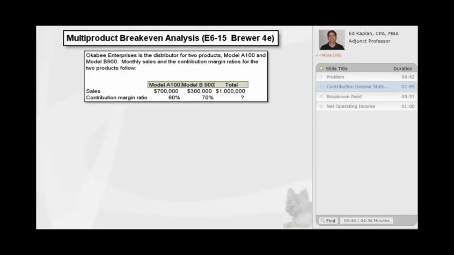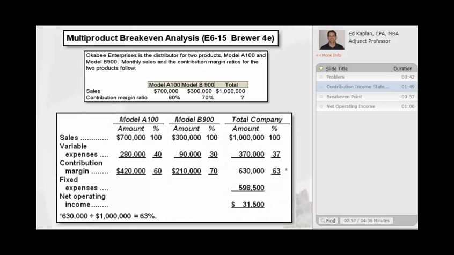Now I've taken the problem and made it appear smaller so that we have room to put the solution down below. Since we know the contribution margin percentages and the sales, we can calculate the contribution margin. We drop in the percentages for each unit: 60% and 70%. If sales are 100% and the contribution margin is 60%, then variable expenses must have been 100% less the 60%, or 40%, for Model A100.